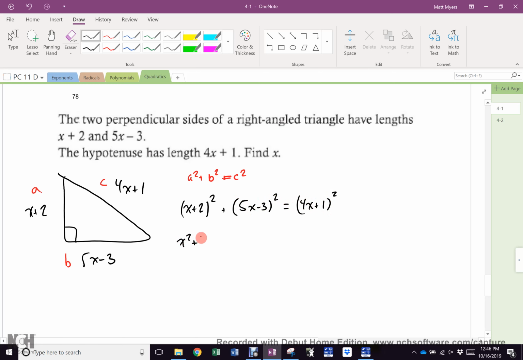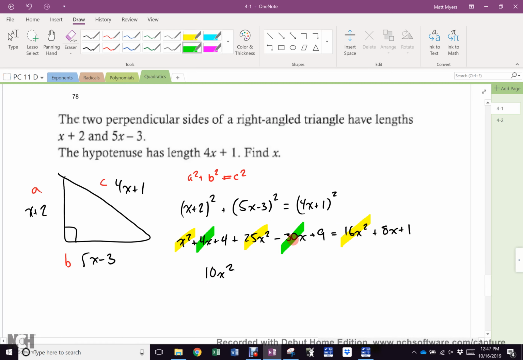X squared plus 4x plus 4 plus 25x squared minus 30x plus 9 equals 16x squared plus 8x plus 1. Now what do you do? Gather your like terms. X squared's first. 26, and I'm bringing 16 over, so that is 10x squareds. They're gone. Then my x's.